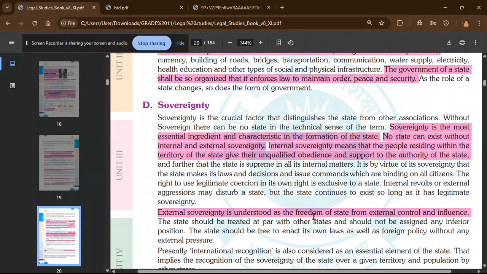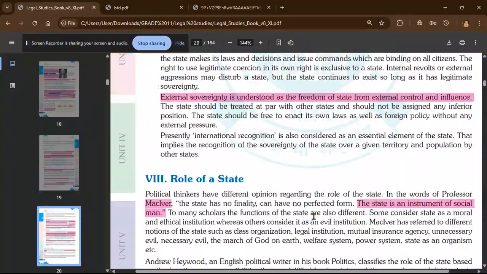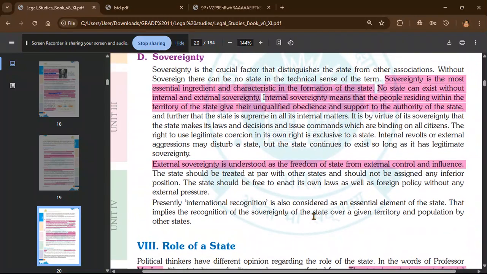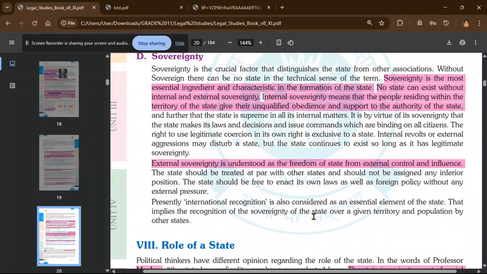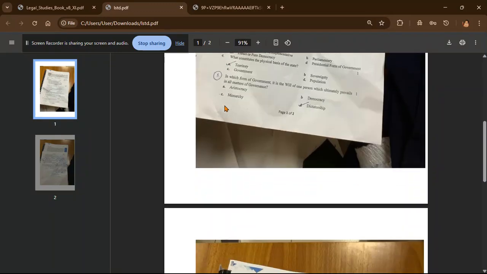Next and the last element of state is sovereignty. Sovereignty is the supreme authority of the state, the ultimate power of the state. Sovereignty is the most essential ingredient and characteristic of the formation of the state. No state can exist without internal and external sovereignty. So internal sovereignty and external sovereignty you will see over here also in your paper.